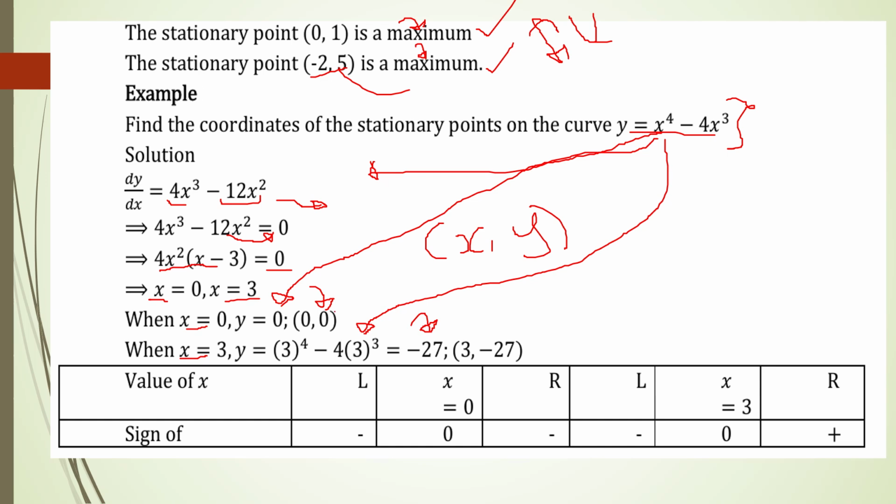So you're having two values. One of them is (0, 0), and the other one is (3, -27). But now we don't know their nature. We don't know which one is the minimum, and we don't know which one is the maximum. So we have to draw our curve.